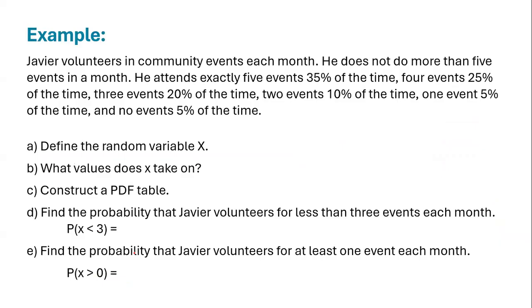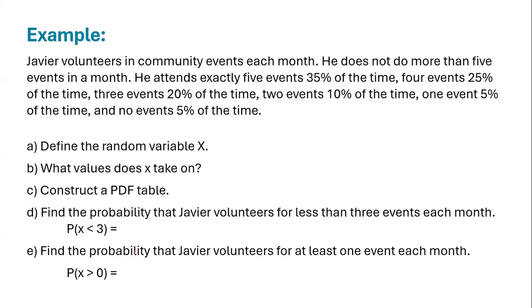Next example. It says Javier volunteers in community events each month. He does not do more than 5 events in a month. He attends exactly 5 events 35% of the time, 4 events 25% of the time, 3 events 20%, 2 events 10%, and 1 event 5% of the time, and no events 5% again. Define the random variable x.